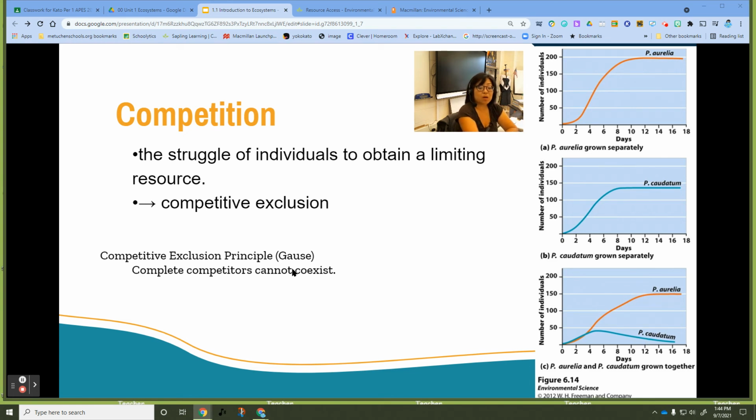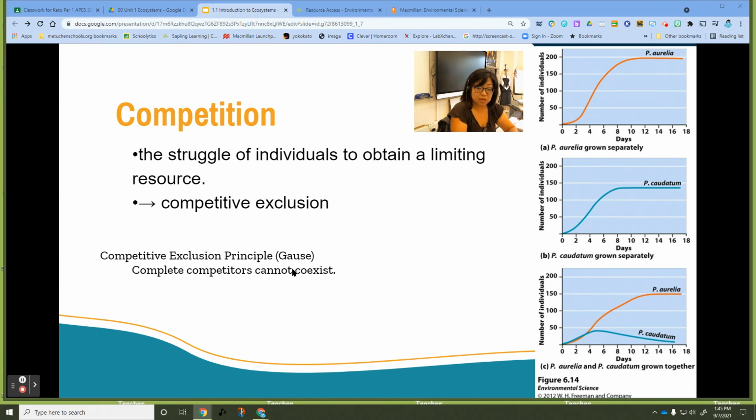Complete competitors cannot coexist. When you have two competitors that are sharing the exact same resource, they can't coexist, because one is always going to be slightly better than the other, right? If they're not the same species, there's something different about them, and whatever is different is going to make one of them slightly better at doing what it does. In this case, Paramecium aurelia, I think, was slightly bigger, and it outcompetes Paramecium caudatum, right?